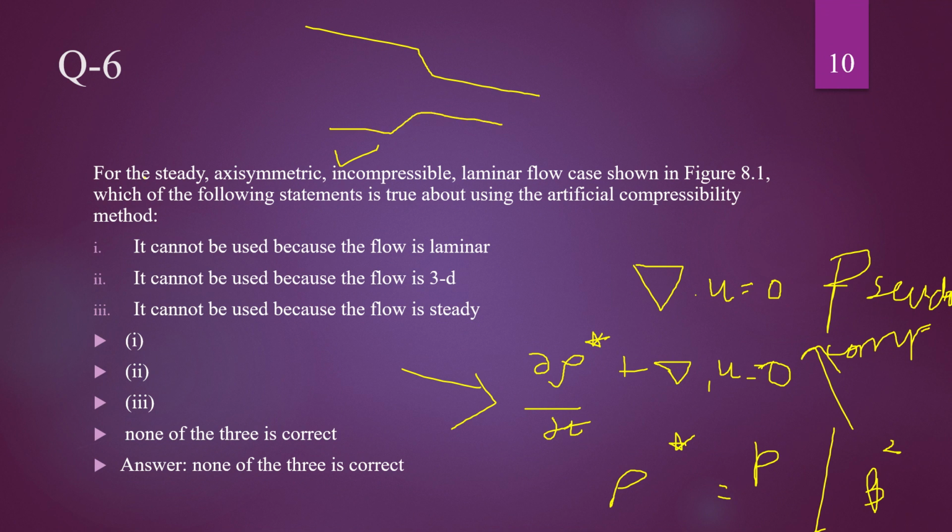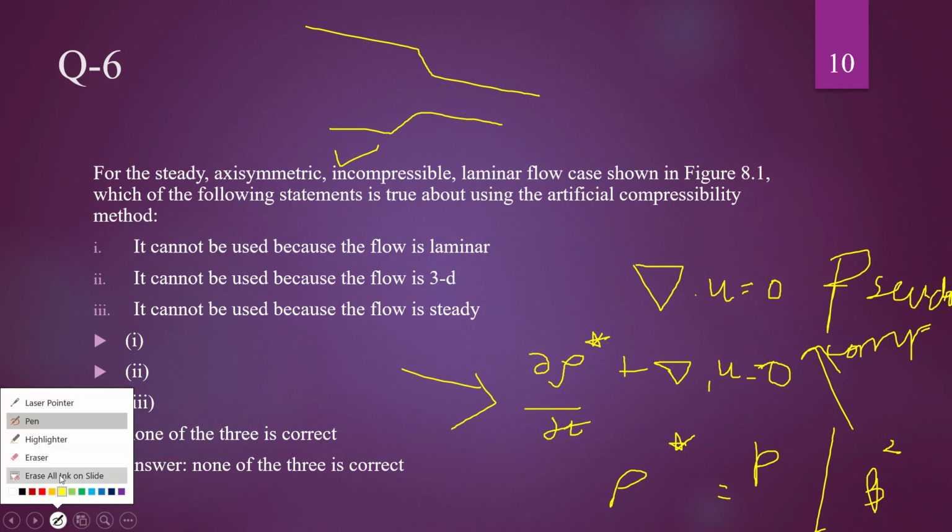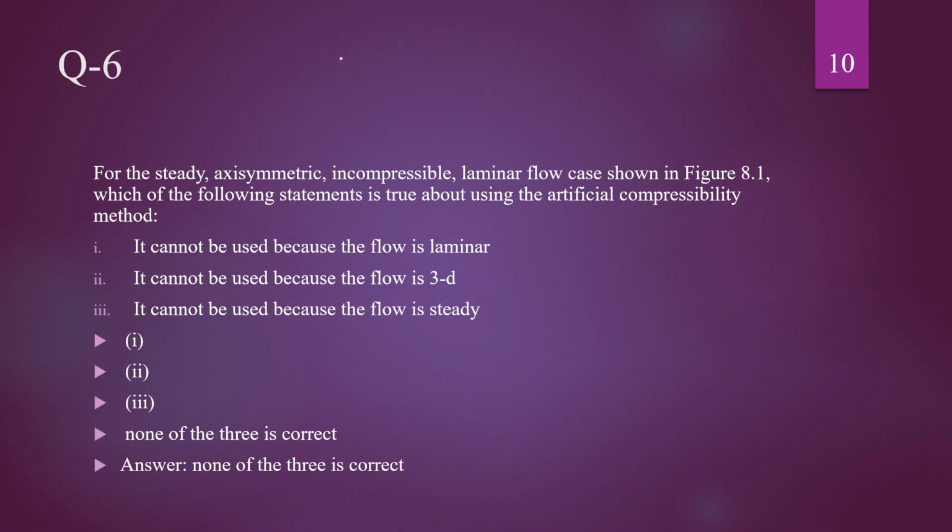So what the question was asking is which of the following statements is true. So the first statement, we'll keep this alone. This is a straight line, not a crosser one. It cannot be used because the flow is laminar. It cannot be used because the flow is 3D. It cannot be used because the flow is steady.